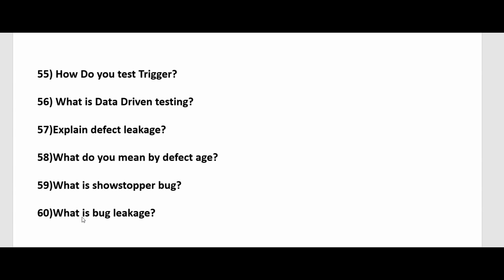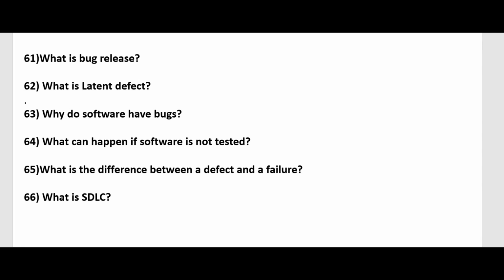What is bug leakage? A bug leakage results when the bug is detected which should have been detected in the earlier build versions of the application. Let's move on to the next question. What is bug release? Release of the software with the known bugs is called a bug release, but the known bugs, the priority and severity of this bug is very low.